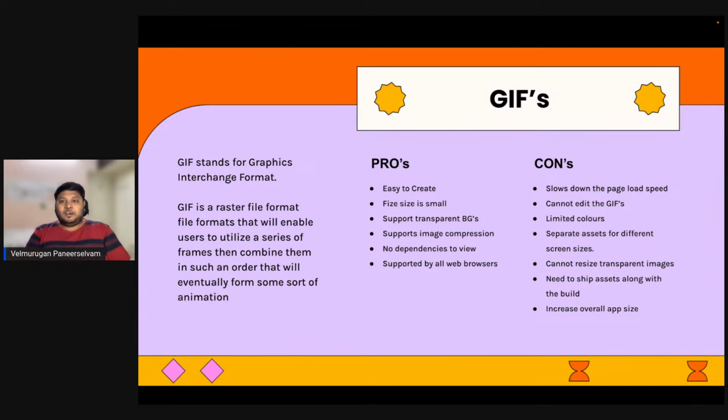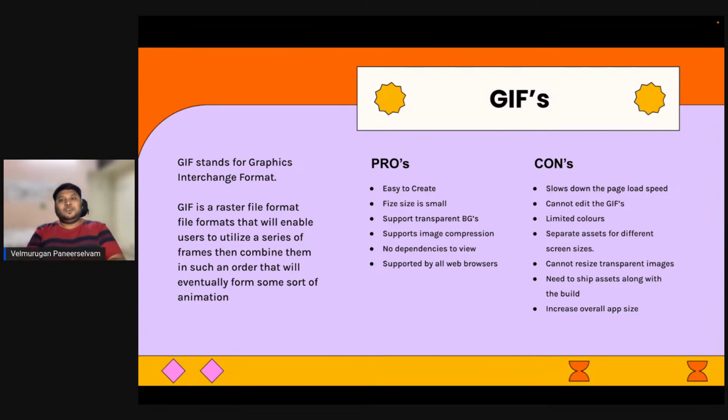Why? Because we can't resize our transparent images. Once we resize it, the quality in the edges will go very bad in GIF animations. So we can't resize it. If we want to use GIF, then we need different assets for different screen sizes. And we need to embed this animation along with the build itself, so that eventually increases the overall app size as well.